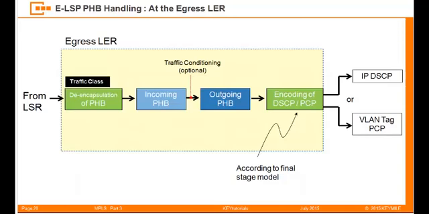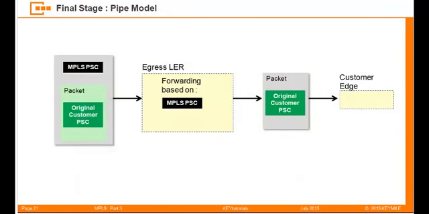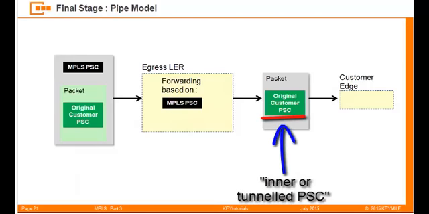The first and most common model is called the pipe model. Two criteria are considered: forwarding and customer PSC. In the pipe model, the forwarding of packets is according to the MPLS PSC held in the traffic class, and the packet continues its journey to the customer edge with the original customer PSC, for example the diffserv code point in the IP header.